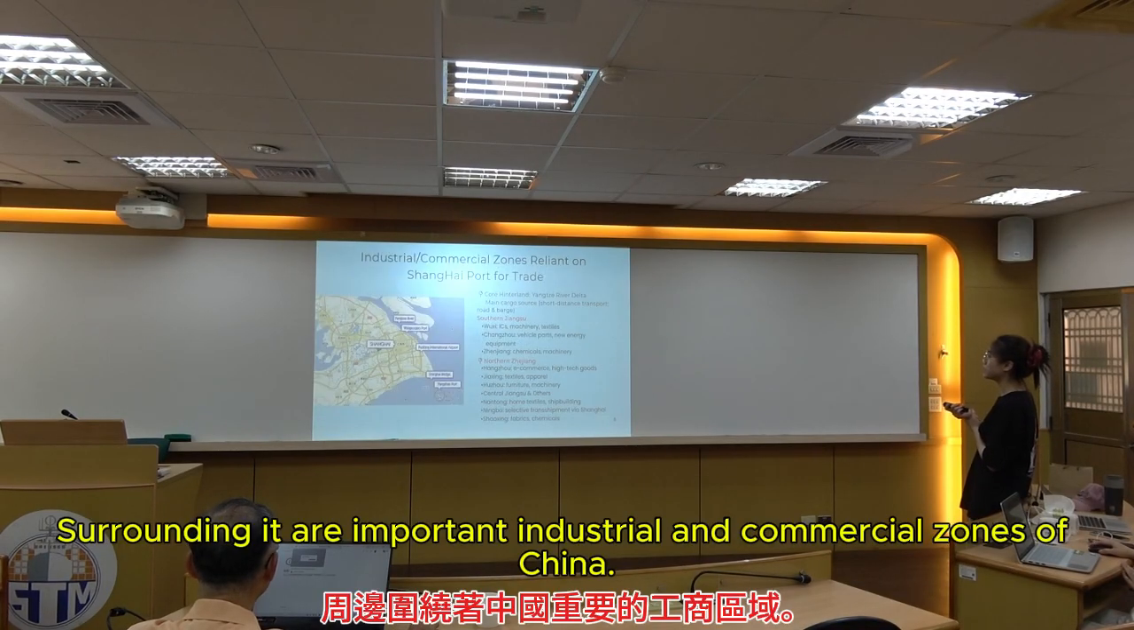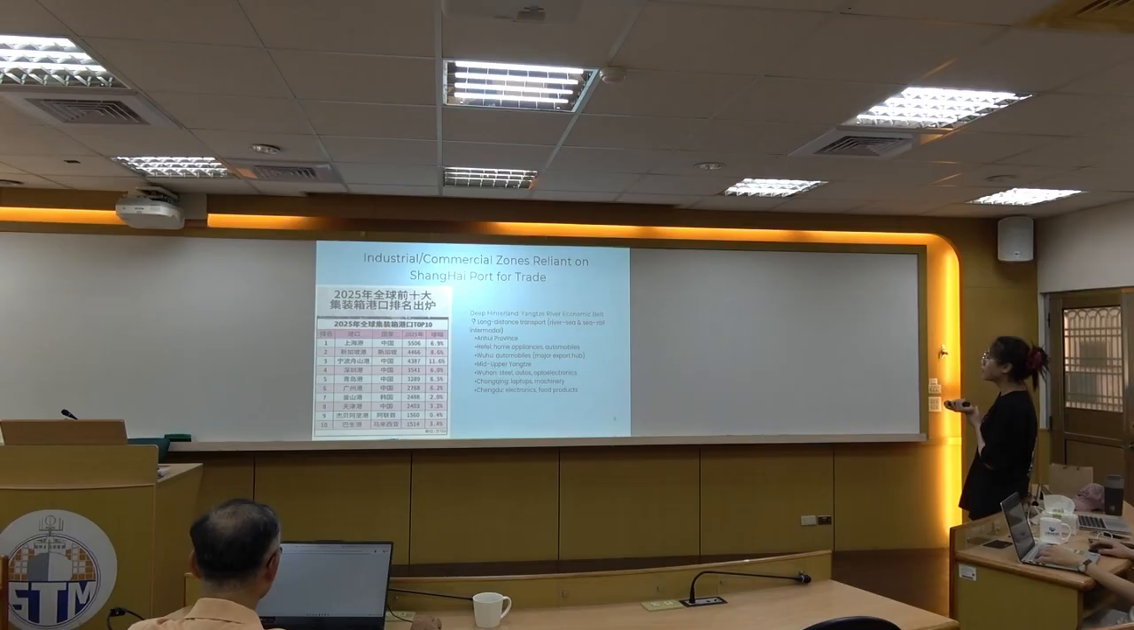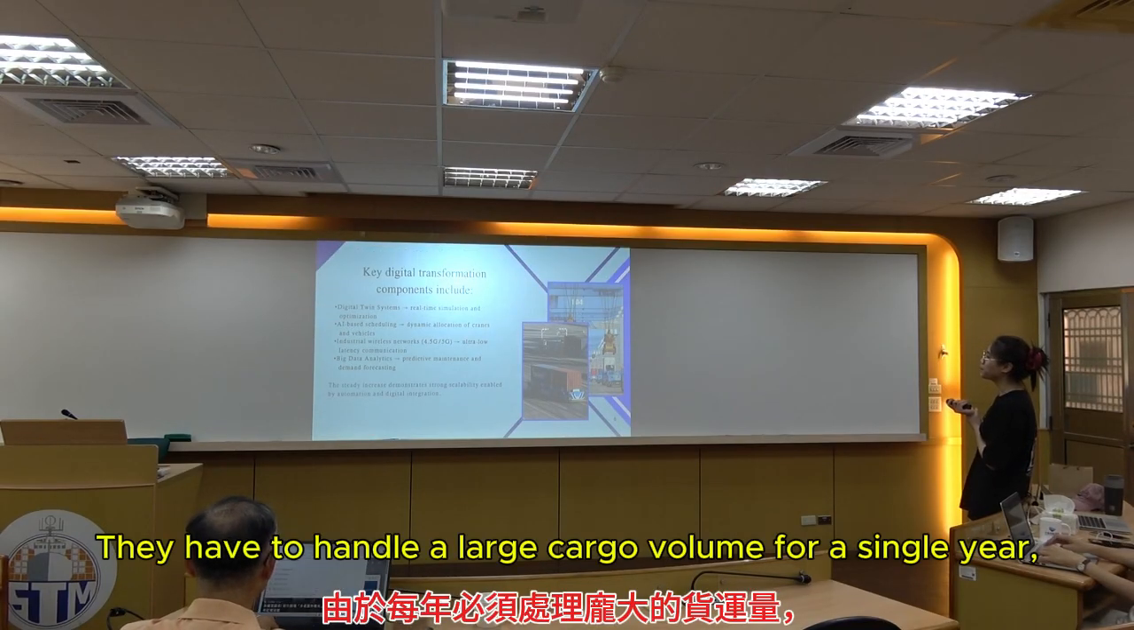Surrounding it are important industrial and commercial zones of China. So the commercial and industrial zones can provide a larger cargo source, and they have to handle a large cargo volume for a single year.